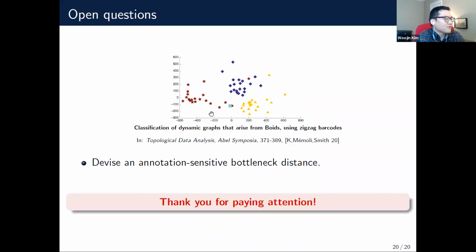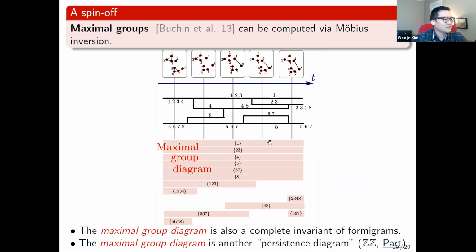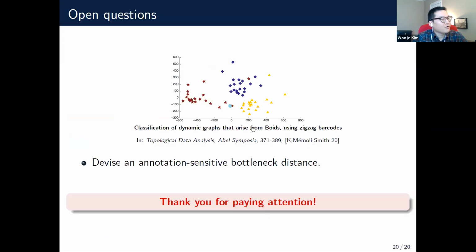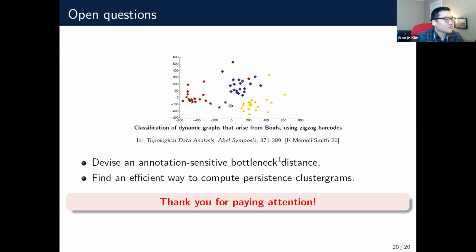Some open questions. We were able to classify dynamic graphs using the zigzag barcode at the bottom panel before, but we were wondering whether there is an annotation sensitive bottleneck distance. I think this is related to what Amit mentioned before. So we would like to find such a distance and find the relationship between this annotation sensitive bottleneck distance and other known distances. And also find an efficient way to compute the persistent clustergram. There will also be questions you're interested in.